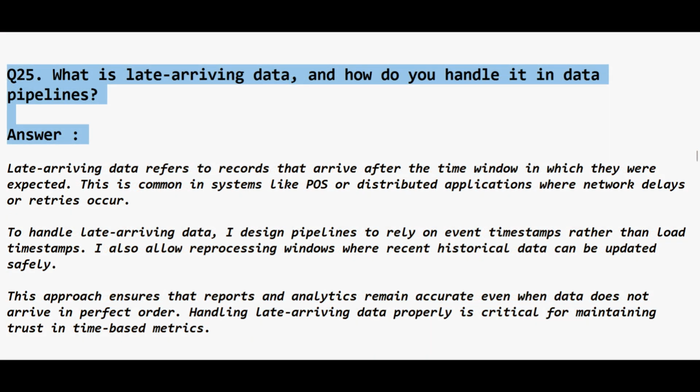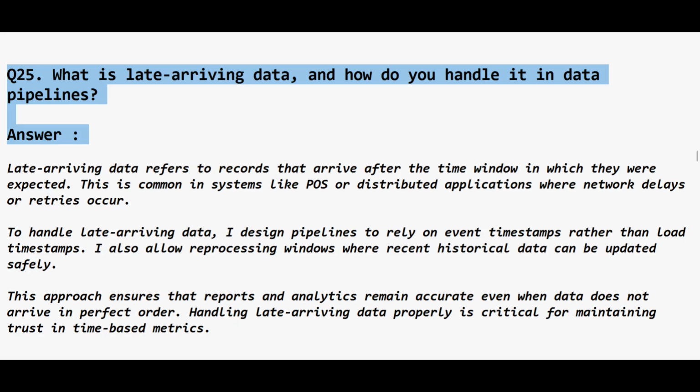Question 25. What is late-arriving data, and how do you handle it in data pipelines? Answer. Late-arriving data refers to records that arrive after the time window in which they were expected. This is common in systems like POS or distributed applications where network delays or retries occur. To handle late-arriving data, I design pipelines to rely on event timestamps rather than load timestamps.